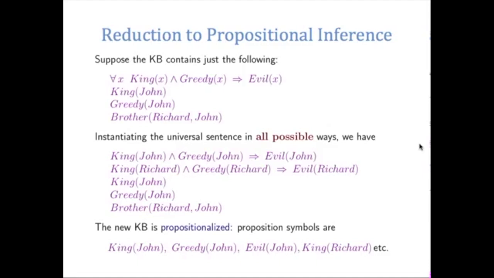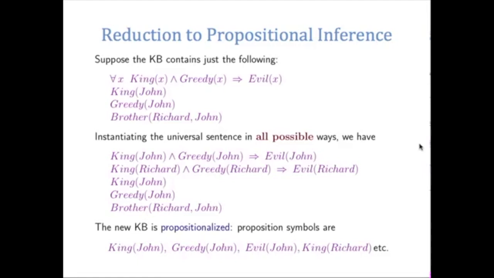Now, let's with these ideas turn to the notion of reducing first-order inference to propositional inference, because we know already that propositional inference is sound, and if we can show an equivalence between first-order logic inference and propositional inference, then we'll know that inference in first-order logic is sound. So let's suppose the knowledge base contains just the following. For all X, king of X and greedy X implies evil X. King John, greedy John, and brother Richard John.